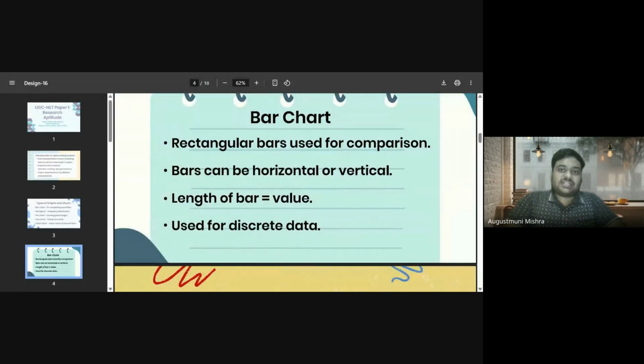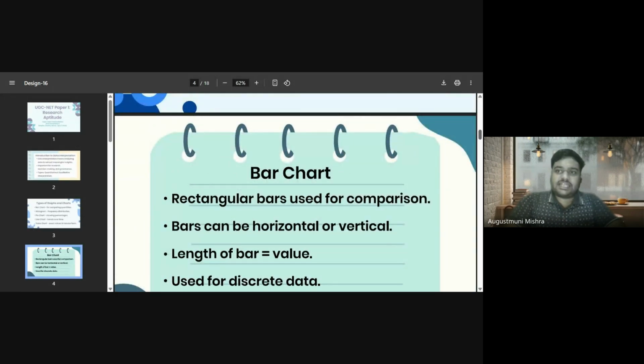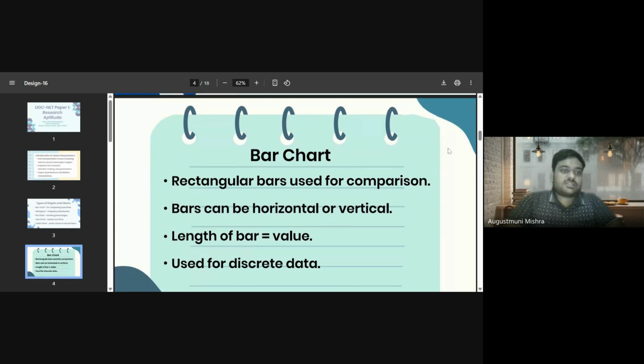Now, what is a bar chart? I'm just telling you about the structure, because in our questions you will get all these things. Bar charts are rectangular in shape. I think everyone solved geometry questions in classes up to 10th. A rectangular bar is used for comparison between any cases. A bar can be horizontal or vertical. The length of the bar equals the value.